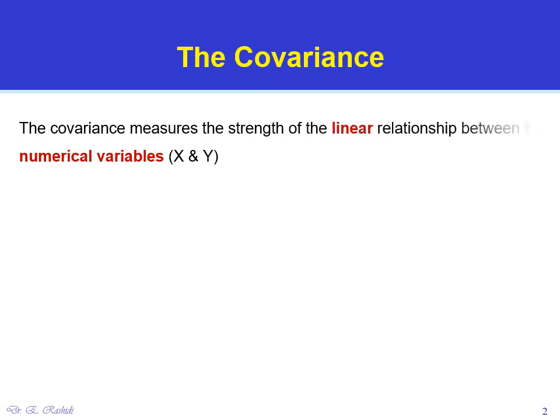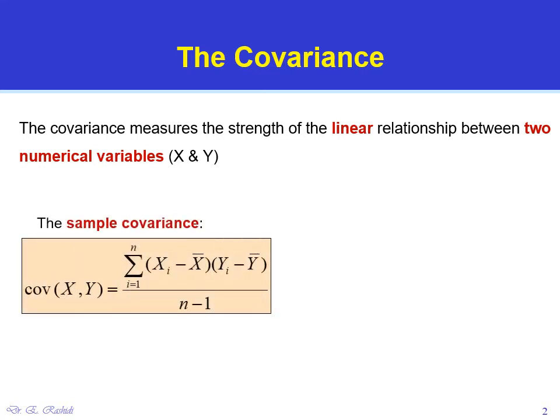The covariance measures the strength of the linear relationship between two numerical random variables x and y. So covariance is a measure of the strength of a linear relationship between two random variables. We have two formulas for covariance: covariance of samples and covariance in the population.